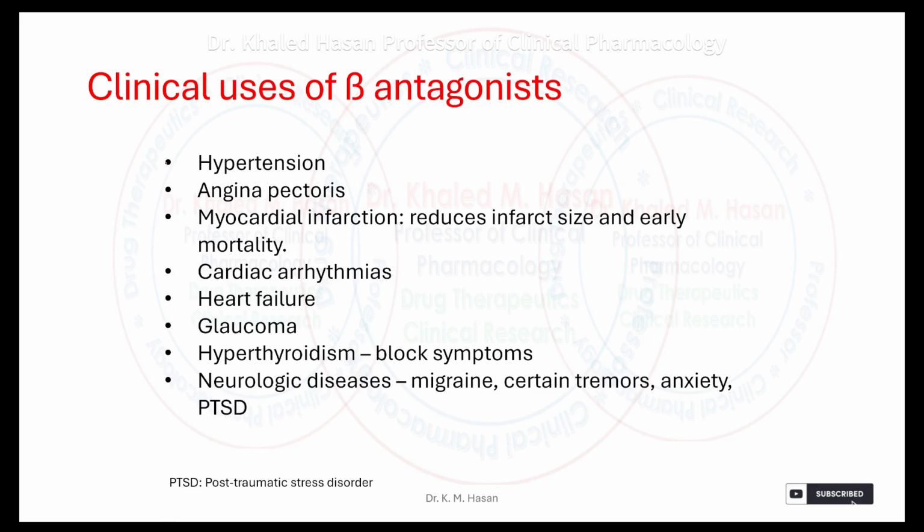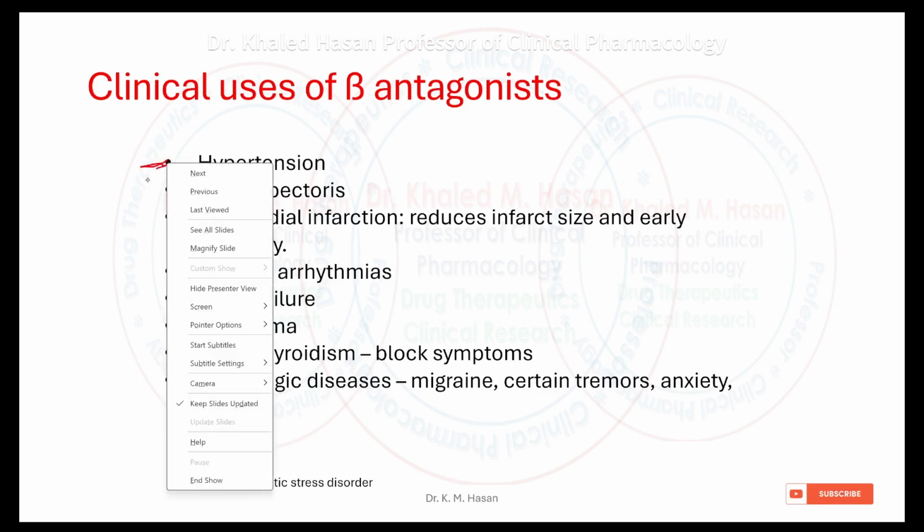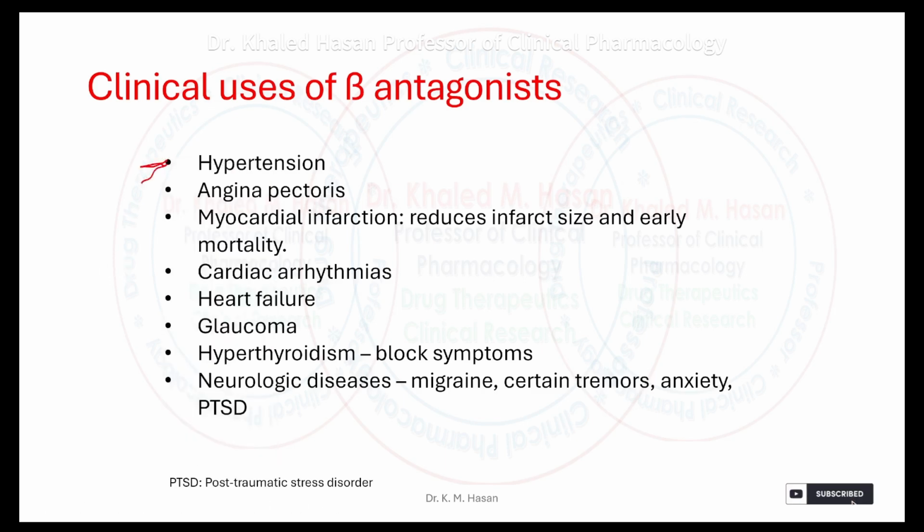In general, most beta blockers might be used for hypertension. We can use beta blockers for angina, for patients who suffer from myocardial infarction, and cardiac arrhythmia. We use beta blockers to treat heart failure, for glaucoma, and for patients with hyperthyroidism to block symptoms. We also use beta blockers for patients with migraine, tremors, anxiety, and PTSD.